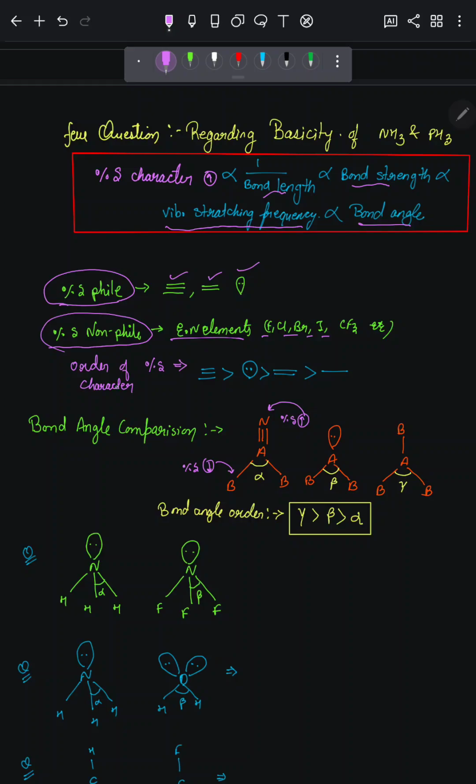So the priority order of percent S character will be like this: triple bond, then lone pair, then second bond, then double bond, and then the single bond.